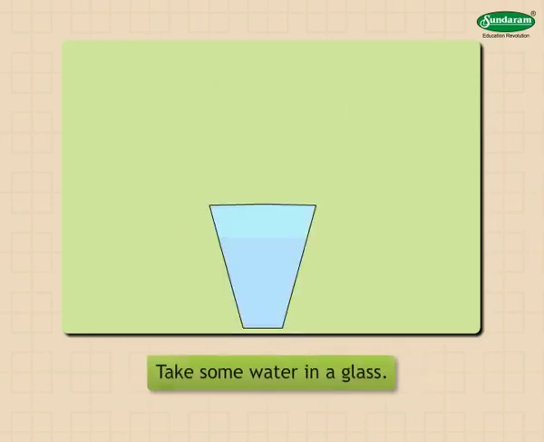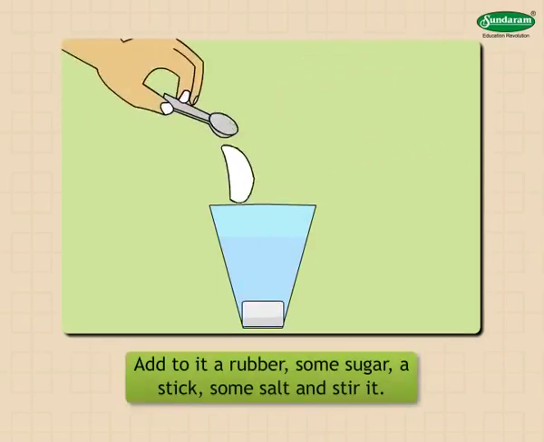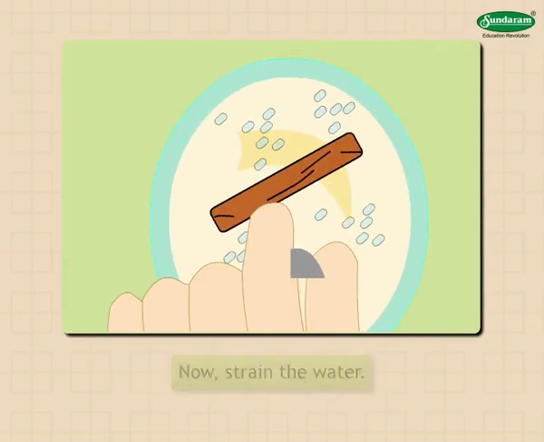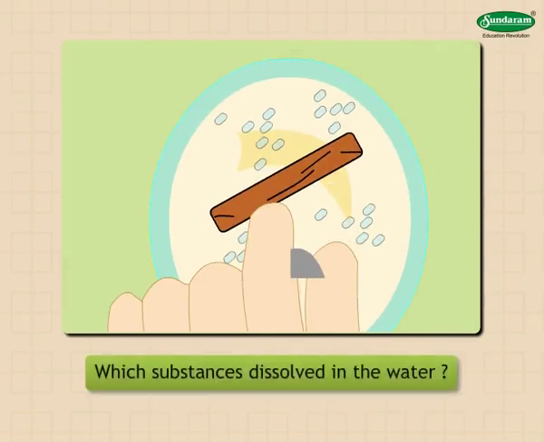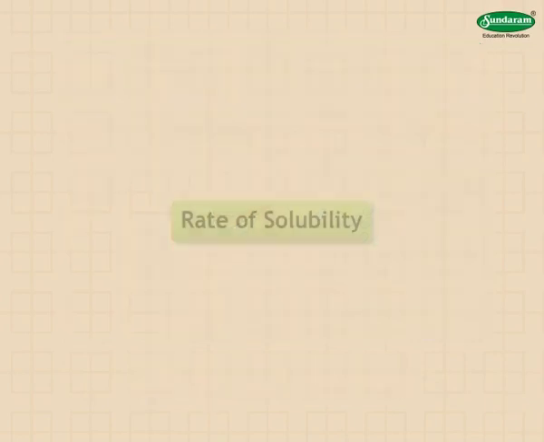Try this. Take some water in a glass. Add to it a rubber, some sugar, a stick, some salt and stir it. Now strain the water. Which substances dissolved in the water? Which ones did not dissolve?